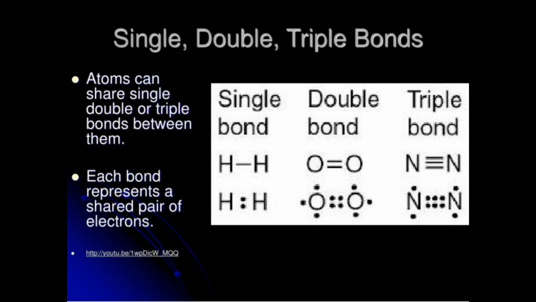Okay, let's look at types of covalent bond. Atoms can be shared in terms of single, double, and triple covalent bonds. That means we have single bonds, double bonds, and triple bonds. Each bond represents a shared pair of electrons.